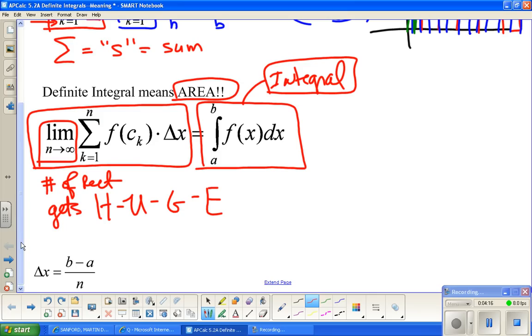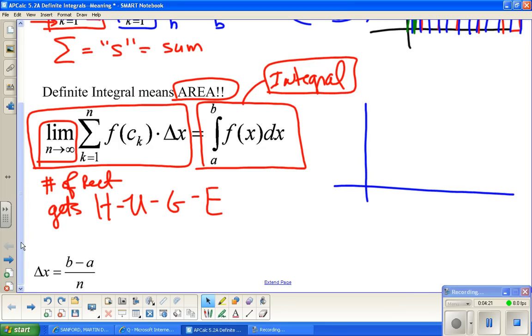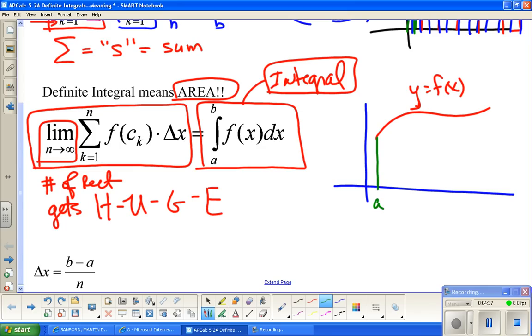So here's the picture that goes with this. I have a graph of y equals f of x, and we'll draw this from a to b, and this area from a to b of f of x dx.